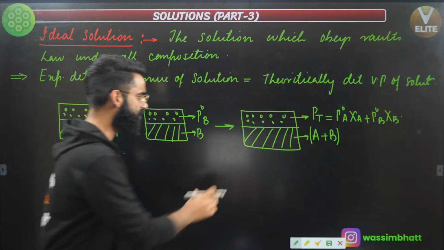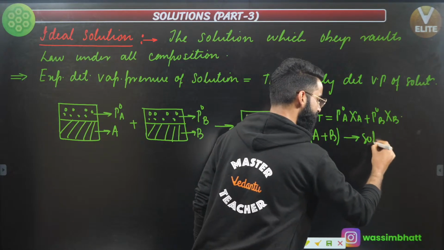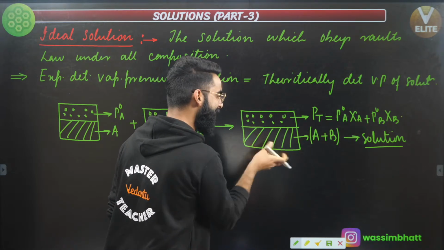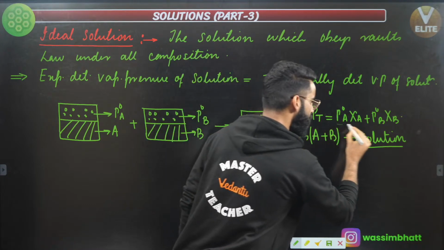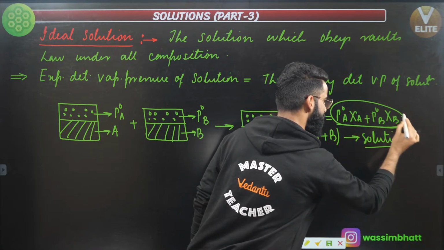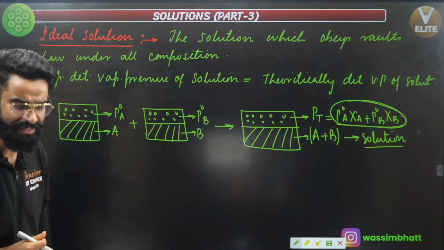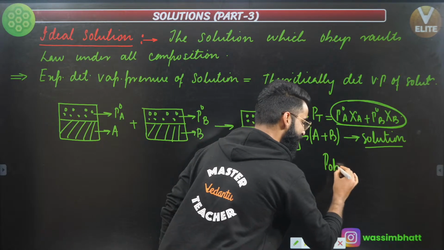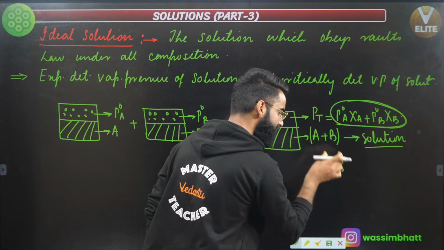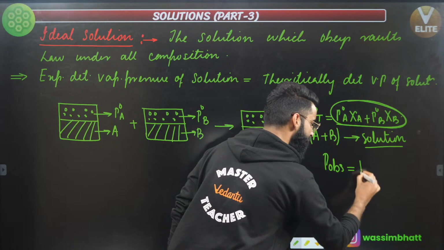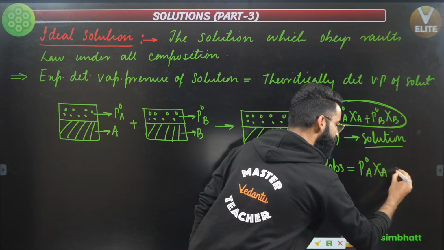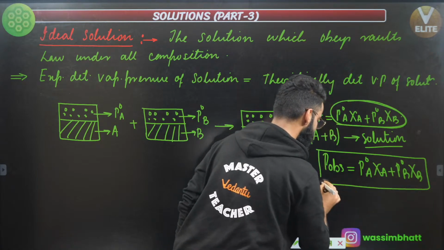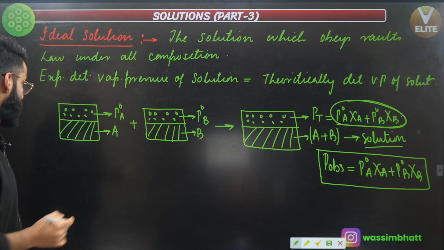So people, the solution which I got over here, if the solution has to be ideal, then the experimentally determined vapor pressure should be equal to the theoretical vapor pressure, which is calculated by means of Raoult's law. Then only I can call this solution as the ideal solution. Or you can say it like this: the observed vapor pressure, which I calculate by means of the manometer, the actual vapor pressure, should be equal to P naught A multiplied by chi A plus P naught B multiplied by chi B. Then only I can call the solution right here as the ideal solution. Point number one.